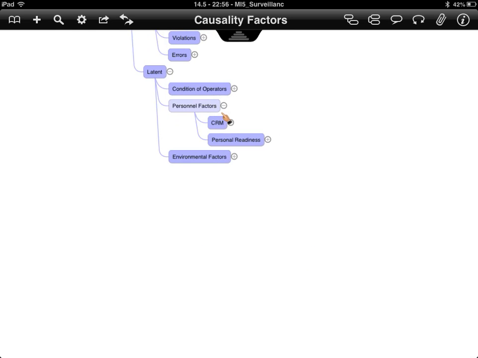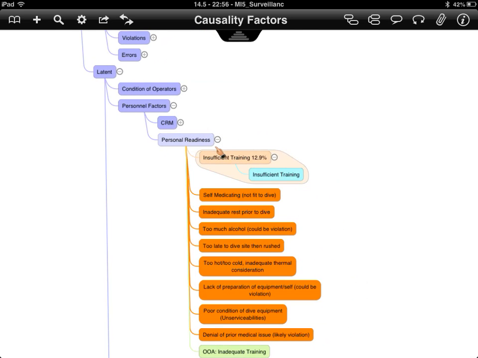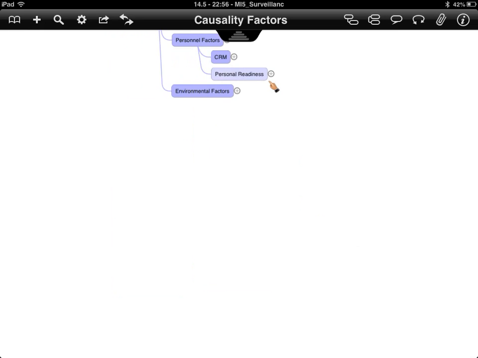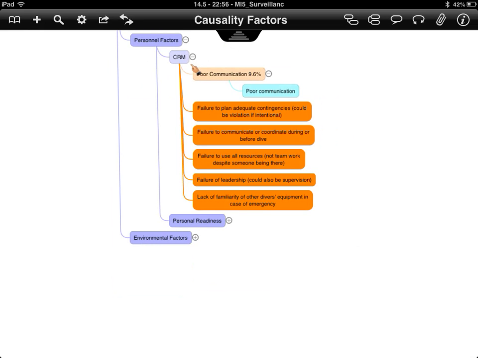We look at personnel factors, personal readiness. Were you ready to do it? Insufficient training comes up quite a lot here, or inadequate training. But inadequate training could also be part of the supervisory or the organisational influences where the training was not delivered correctly. Crew resource management, communicating a problem or communicating an issue beforehand. Failure of leadership could also be failure of supervision.